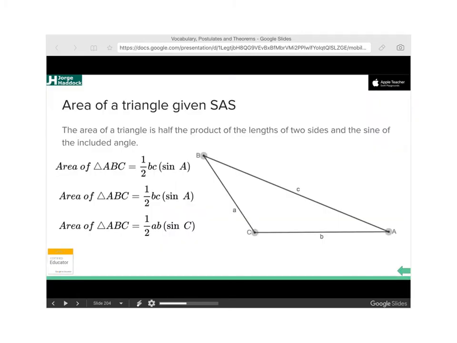Hi, so in this video we're going to be finding the area of different polygons using trigonometry. First I have the area of a triangle given side, angle, side. I can find that area by multiplying 1/2 times b and c and the sine of the included angle. So again, the area of the triangle is 1/2 times the two sides times the sine of the angle included.